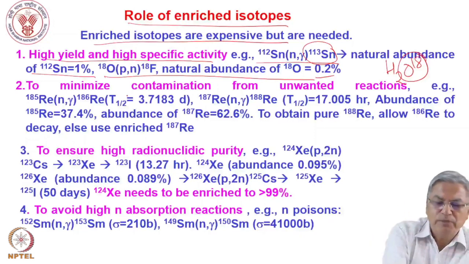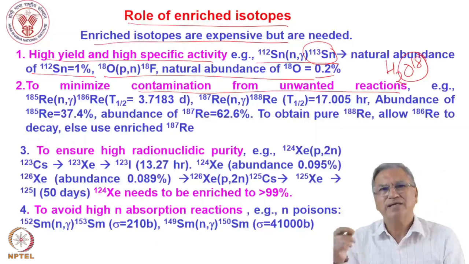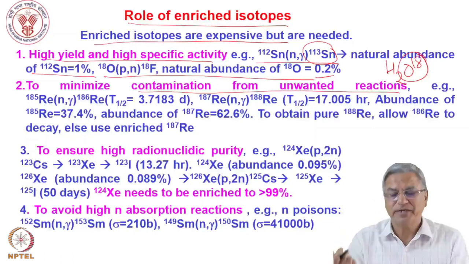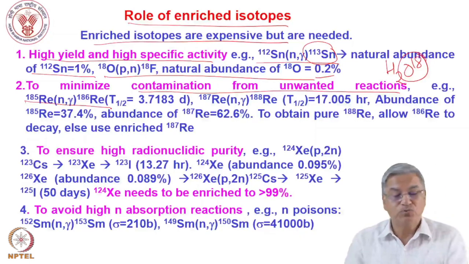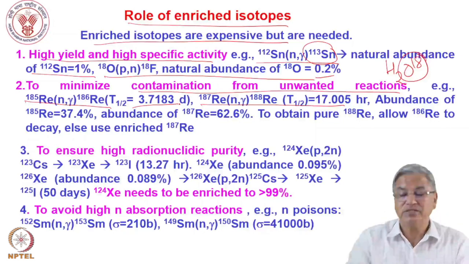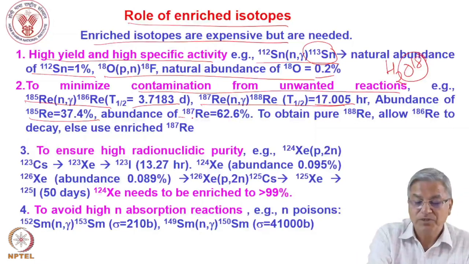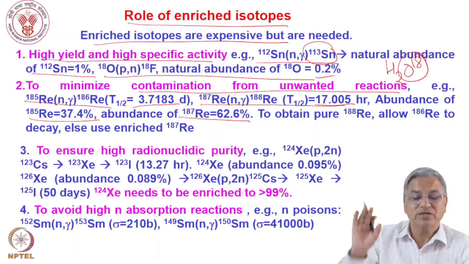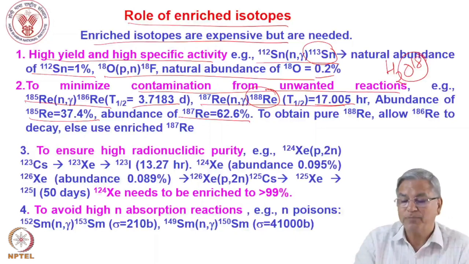Second requirement is to minimize contamination from unwanted reactions. You are looking for a particular isotope, but there are other target isotopes which may give you unwanted activity which is not desired. For example, 187 ruthenium (n,gamma) gives 188 ruthenium. We want 188 ruthenium for our application, but there is another reaction, 185 ruthenium (n,gamma) 186 ruthenium, which is not required. So you have one isotope of 3 days, other isotope of 17 hours. And abundance of 185 is 37%, 187 is 62%. So these are the two reactions concurrently happening. Your isotope of interest is actually 188 ruthenium, which is used in therapeutic applications.